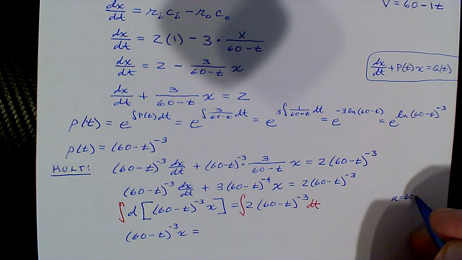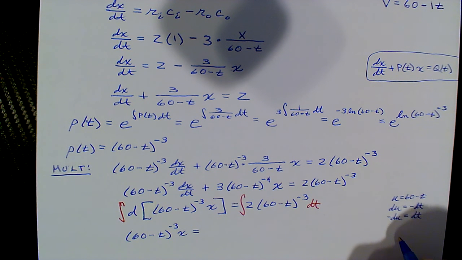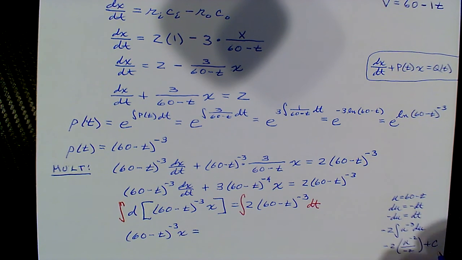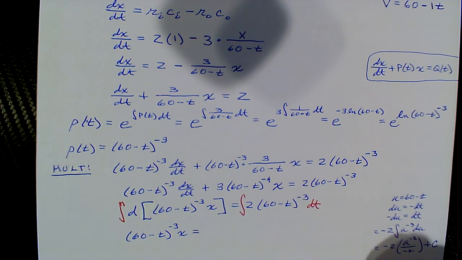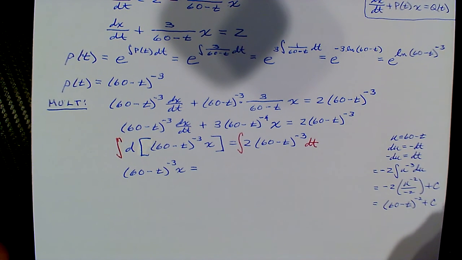U is going to be 60 minus t, du is minus dt, so minus du is dt, and then we'd have minus 2 times the integral of u to the negative 3 with respect to u, and that would give us minus 2 times u to the power of 1 greater, negative 2, divided by negative 2, and so we get u to the negative 2, or just simply (60 minus t) to the negative 2 plus our constant. Okay, so that's the integration of the right hand side.